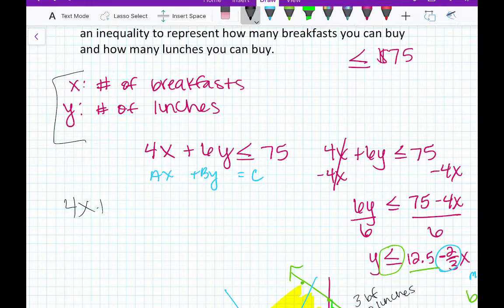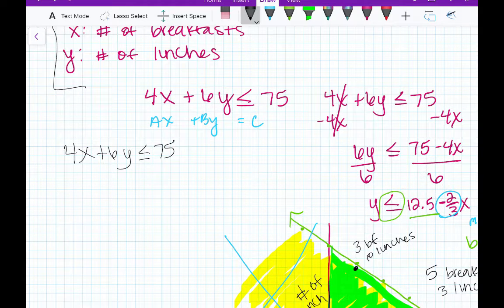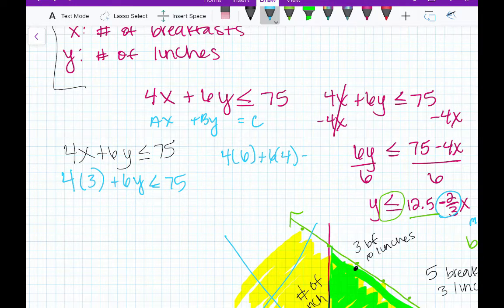Lastly, I just want to point out that we did not have to graph this in order to find solutions. 4x plus 6y is less than or equal to 75. I could really just guess and check. So I could say, okay, what if I bought 3 breakfast and I want to know how many lunches I can buy? I could solve for y: 4 times 3 is 12, subtract the 12, divide by 6. Or you could just guess and check and say, okay, I'm going to do 4 times 6, and then 6 times 4, and see if that's less than or equal to 75. And so you can check solutions that way.